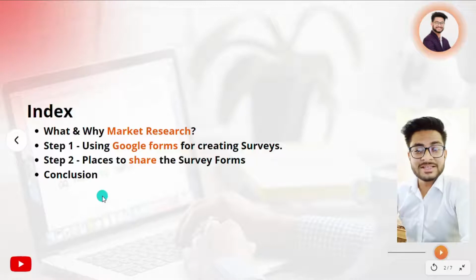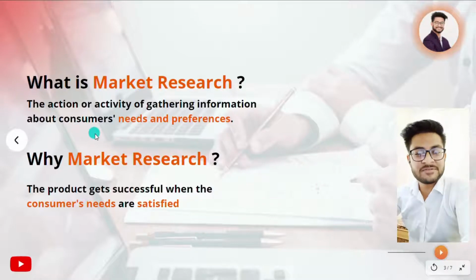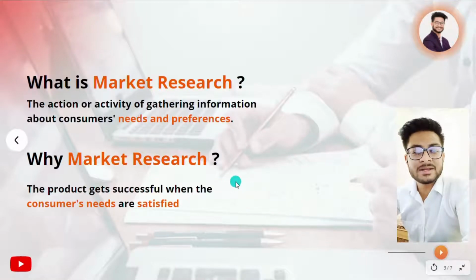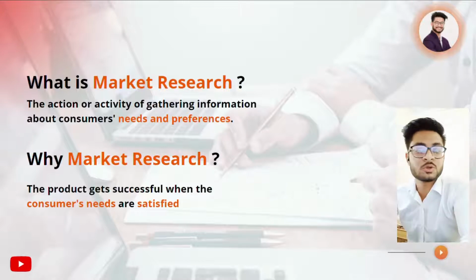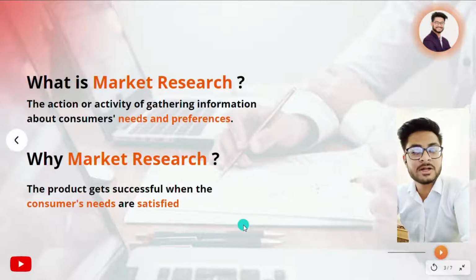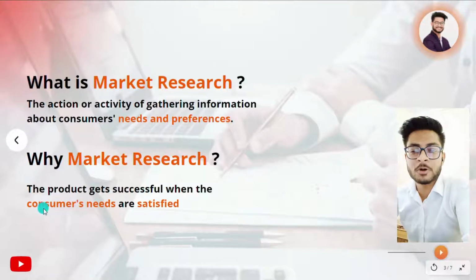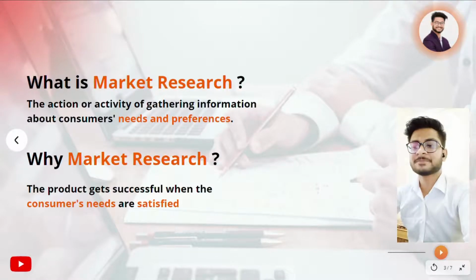What is market research? The activity of gathering information about consumer needs, tastes and preferences is known as market research. Now, why do we need market research? We need it because we want to know what exactly our customer wants from us so that we can create the product accordingly. As we all know, the success of a product depends upon the satisfaction level that a consumer receives. So, market research plays a very important role in it.